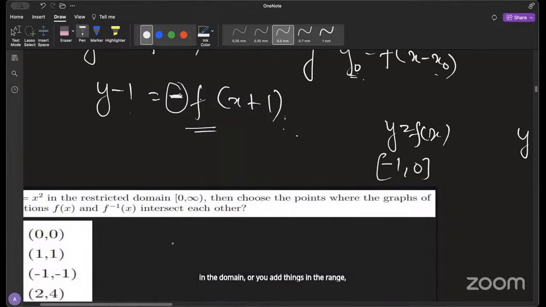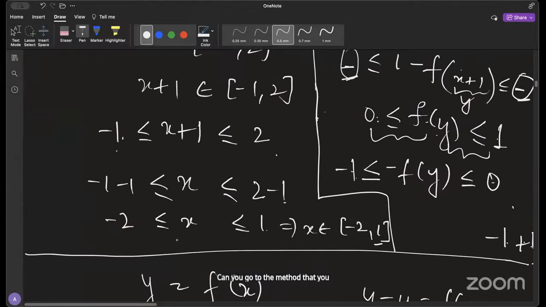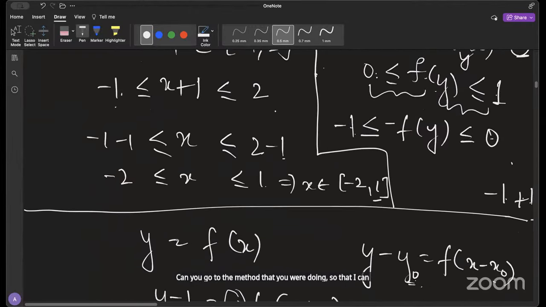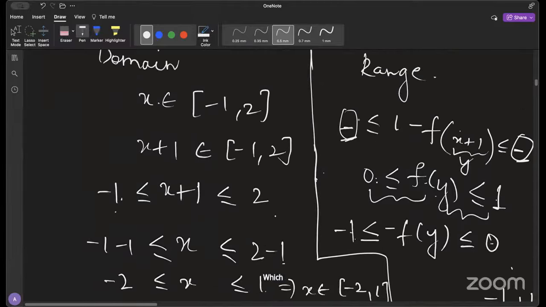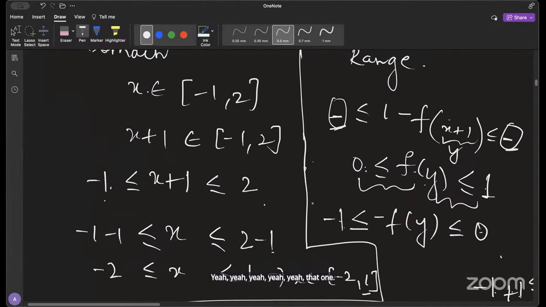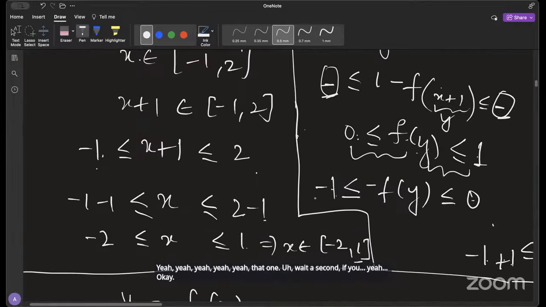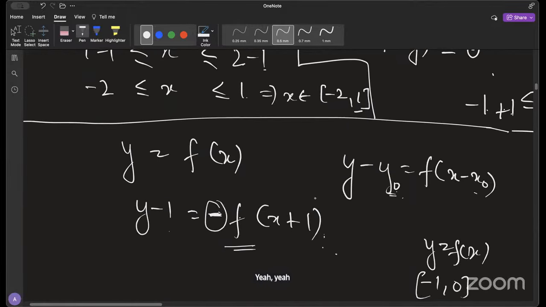That's it. Can you go to the method that you were doing so that I can take a screenshot of it? Which one? This one? Yeah, that one. Wait a second. Okay. Is it done? Yeah. Okay.